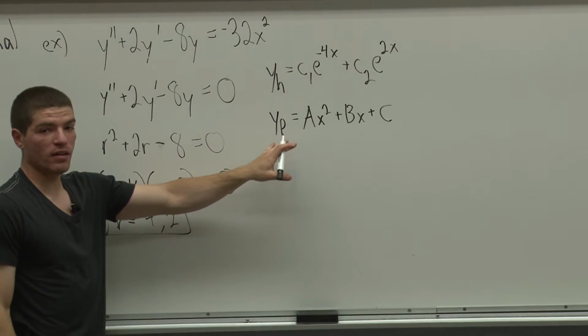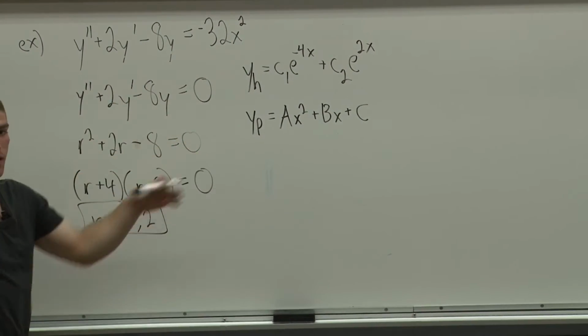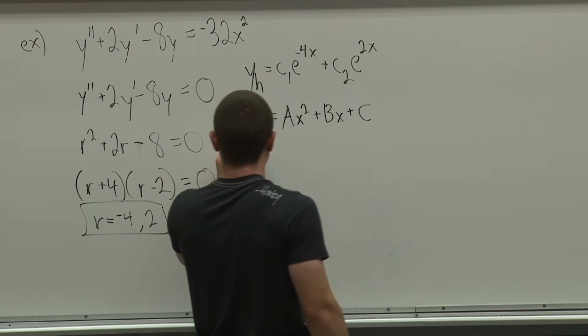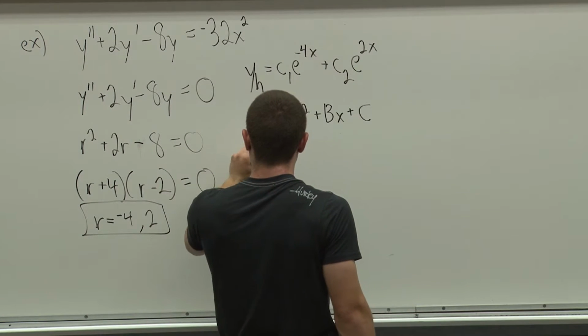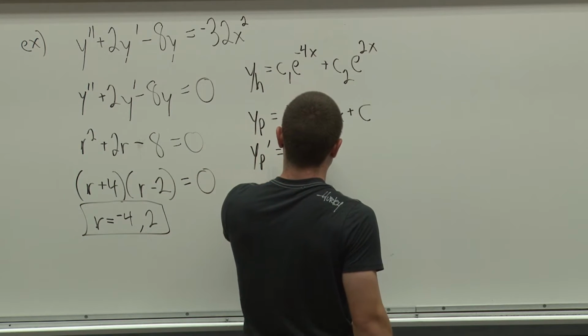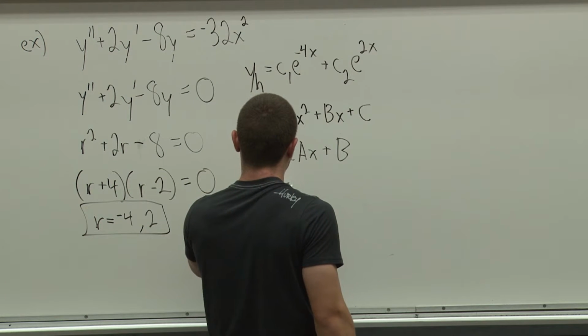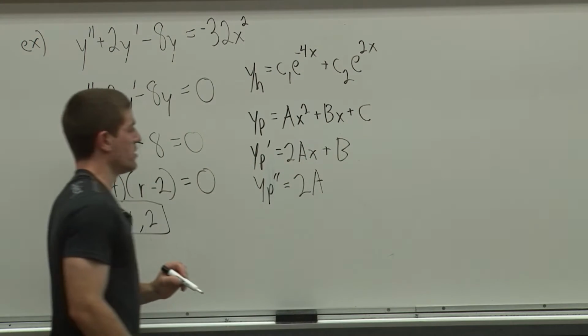So when we plug it in, this would go right into here. So negative 8 times all of that. So let's find our derivatives, which is fairly simple. It's a polynomial. So y particular prime is 2ax plus b. And then our second derivative is going to equal 2a, just like that.